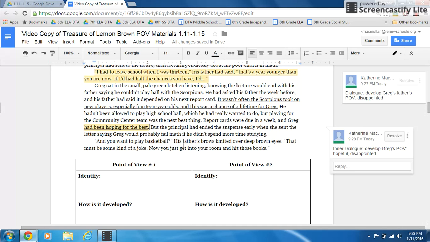And you want to play basketball? His father's brows knitted over deep brown eyes. That must be some kind of joke. Now you just get into your room and hit those books.